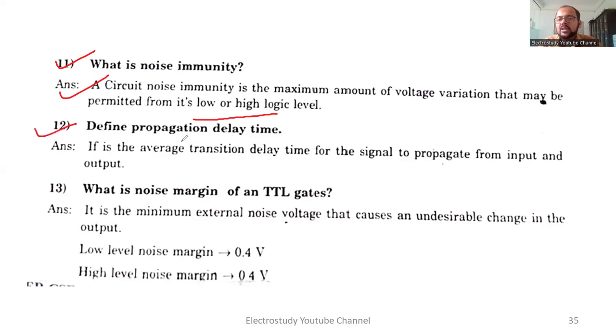So what is propagation delay time? There are different parameters, fan in, fan out. Those things you have to remember. Define propagation delay time. It is the average transition delay time for the signal to propagate from the input to output. That is called propagation delay time.